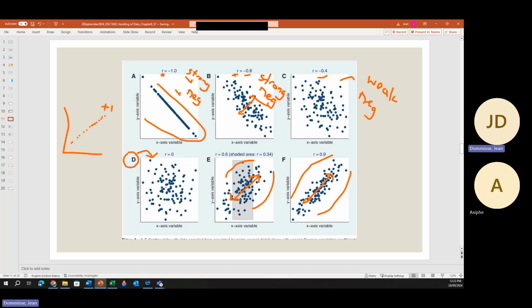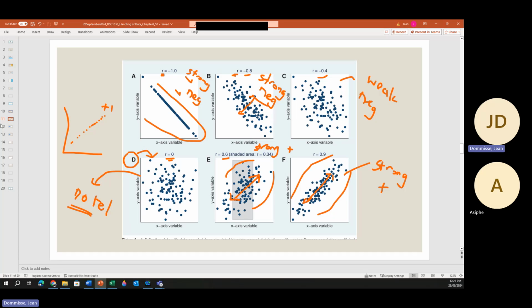If you look at this one where r is equal to 0, there is no relationship. So when r is equal to 0, there is no relationship. Then we get to r equal to 0.6, so strong and positive, and then this one also strong and positive. Okay, so that again shows the relationship between two variables.